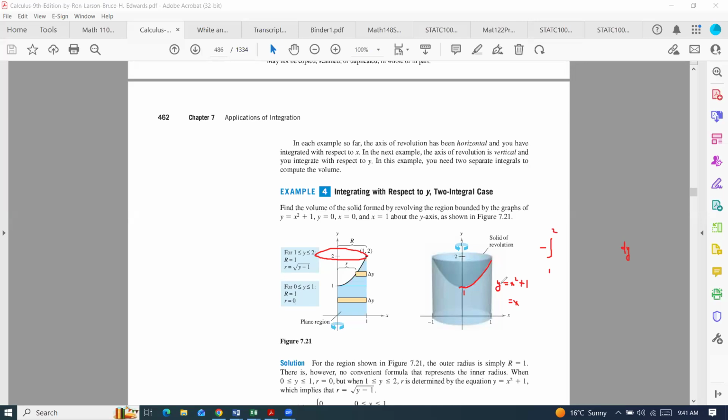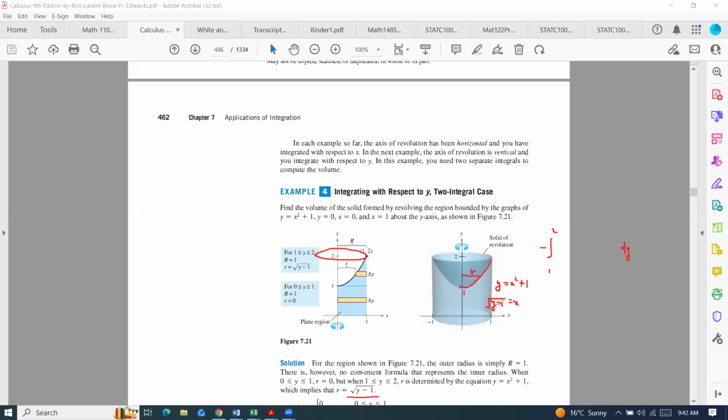So y is not a function of x, but x is a function of y. So you need to bring 1 over to the other side and then extract the square root. And that's exactly what they did. So your little r is square root of y minus 1. In other words, whenever you're going to integrate or rotate about the y-axis or any other vertical line, then you need to integrate with respect to the variable y. And that's the point of this change.